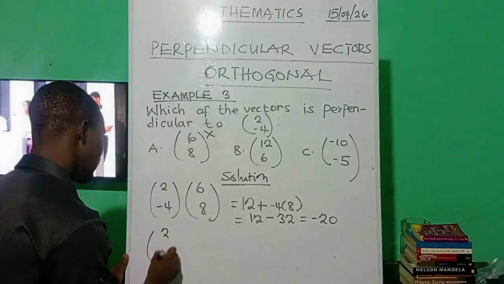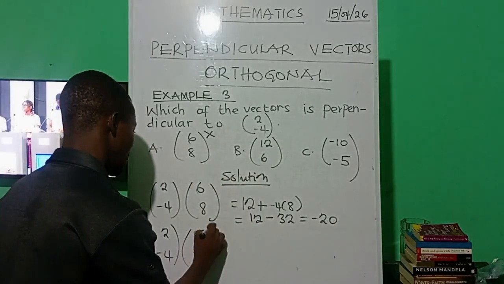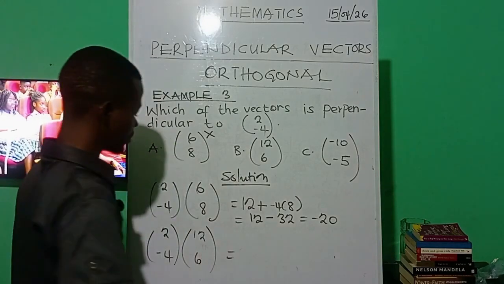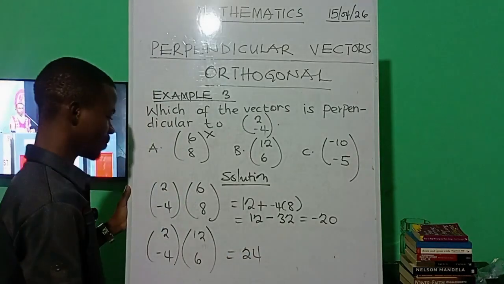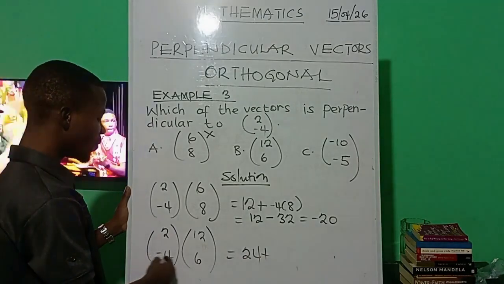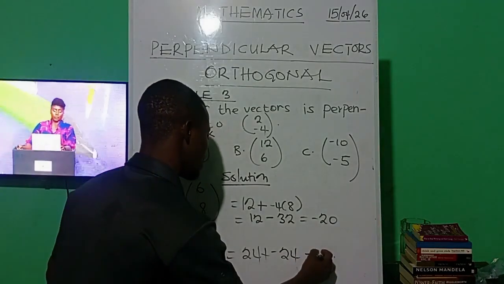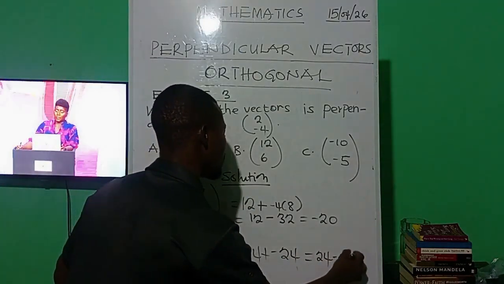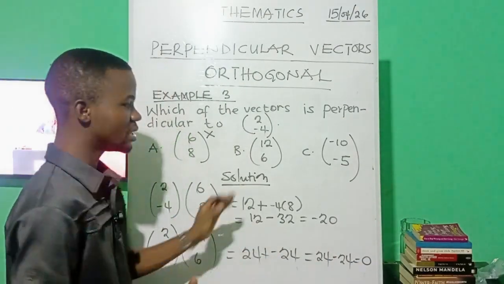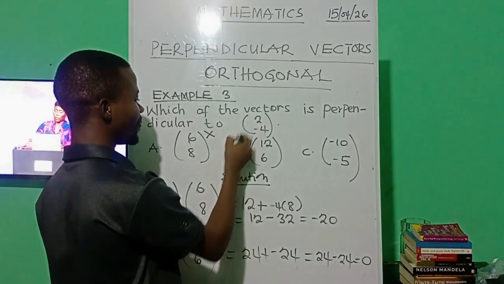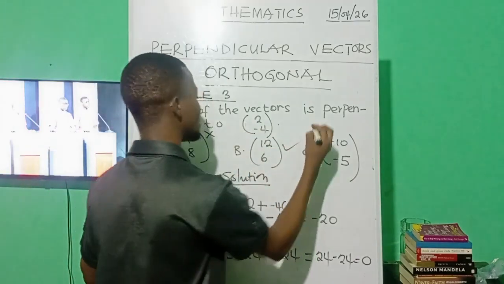Let's take 2, negative 4 and multiply it by 12, 6, like this. So 2 by 12 will give us 24. We add it to negative 4 by 6. That will give you negative 24. And that is 24 minus 24. So the answer is 0. Because we've gotten 0 here, it means this vector B is perpendicular to the vector 2, negative 4. So this is perpendicular.